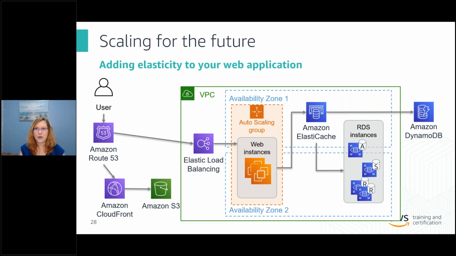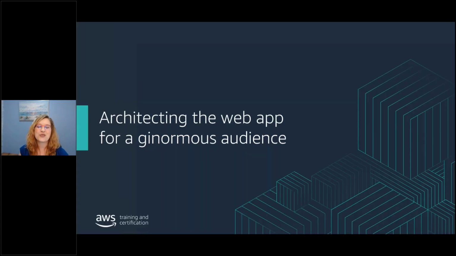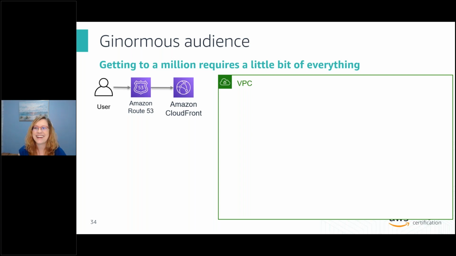All right, so we've scaled up to the point where our large audiences, we're talking hundreds of thousands, are being handled. Our application is performing really, really well. However, we wanted to get to 1 million, right? We wanted to get up to 1 million users. So we need to go a little bit farther. And this is where we get to our ginormous audience now. All right, here's our basic architecture now.